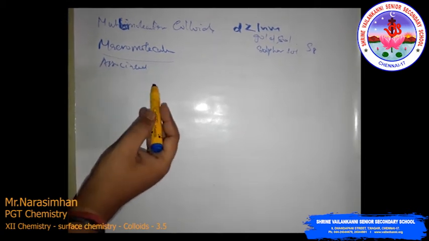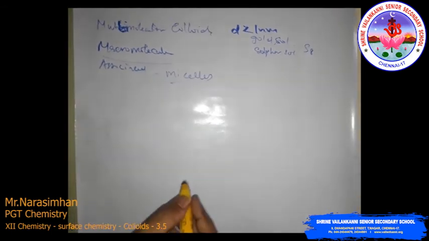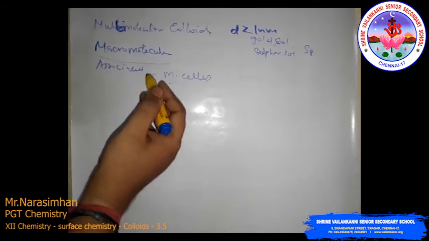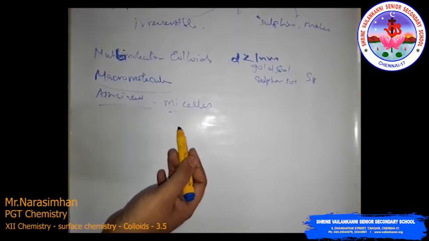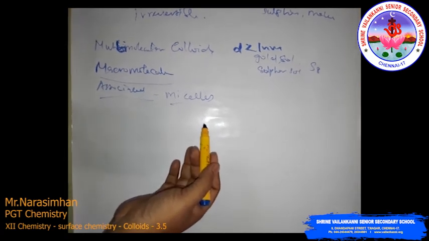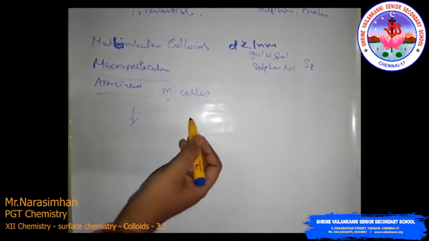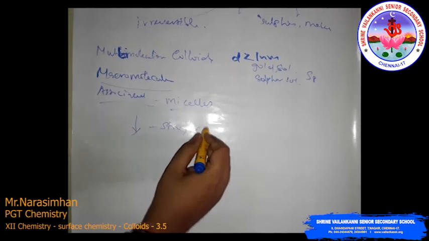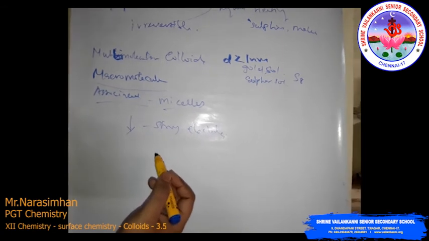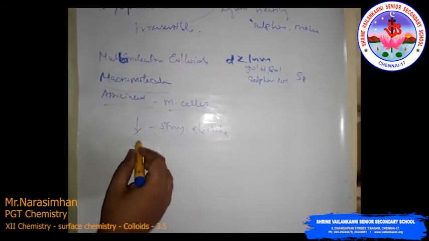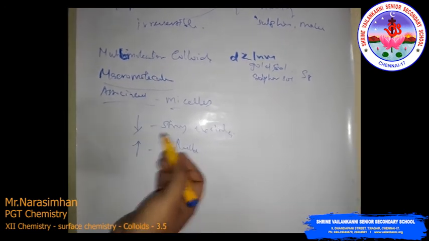Then associated colloids or micelles. An associated colloid is a substance which at low concentration behaves as a normal strong electrolyte, but at higher concentration exhibits colloidal behavior. As the concentration increases, it behaves as a colloid due to the formation of aggregates.